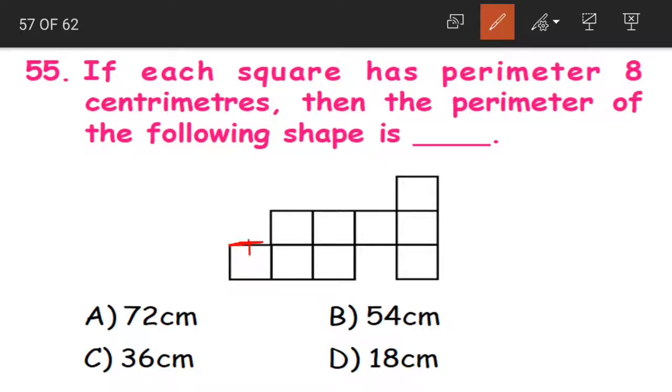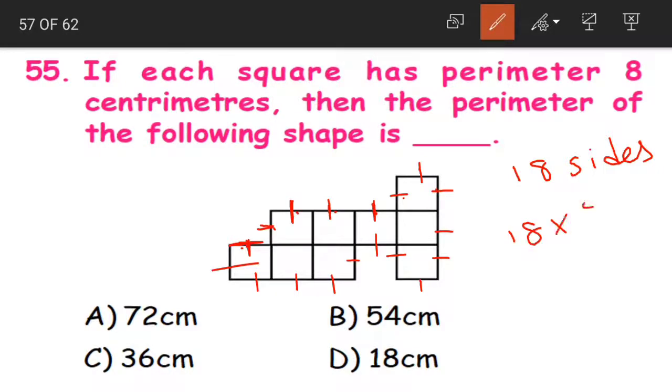Let us count the number of sides on the border line. 1, 2, 3, 4, 5, 6, 7, 8. 2, 3, 4, 5, 6, 7, 8, 9, 10, 11, 12, 13, 14, 15, 16, 17, 18. In total we are having 18 sides on the border. And what is the length of each side? The length of each side is 2 centimeters.